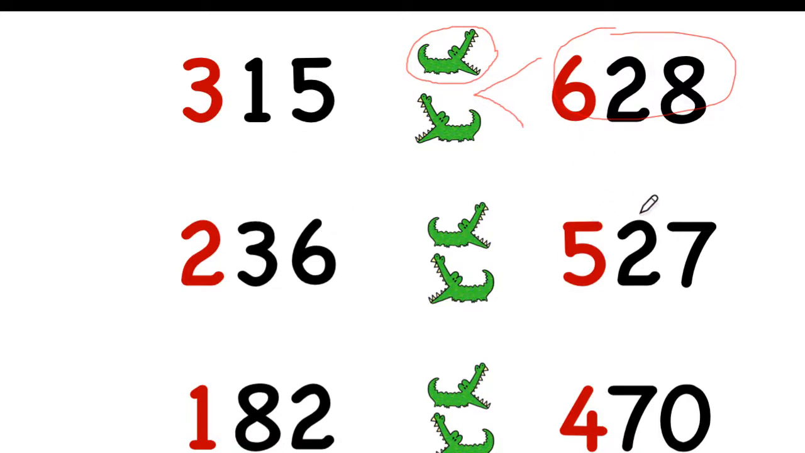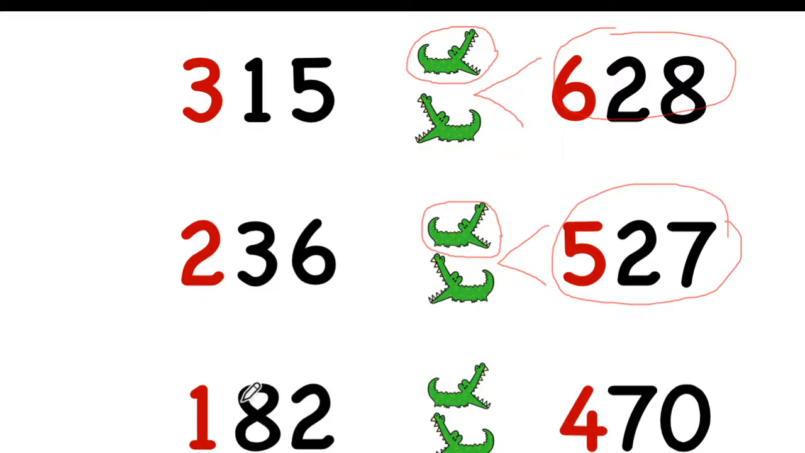236 and 527. Again, the hundreds digits are 2 and 5. Which one is greater, 2 or 5? 5 is greater. That means that this whole number is greater. Which crocodile will eat it? The top one again. So the sign will look like this. It is the less than sign. We will read the statement. 236 is less than 527.